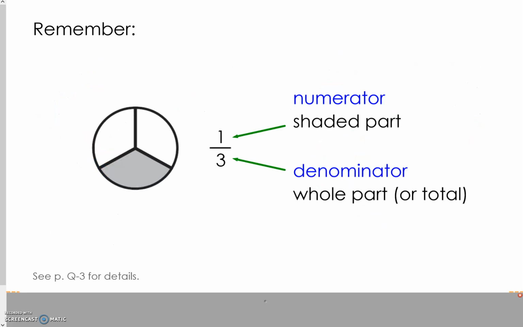Remember, in a fraction, the top number is called the numerator. The bottom number is called the denominator. In this example, one part is shaded in. That represents the numerator. The bottom number is the total number of parts. 1, 2, 3. So we have one of 3 parts.